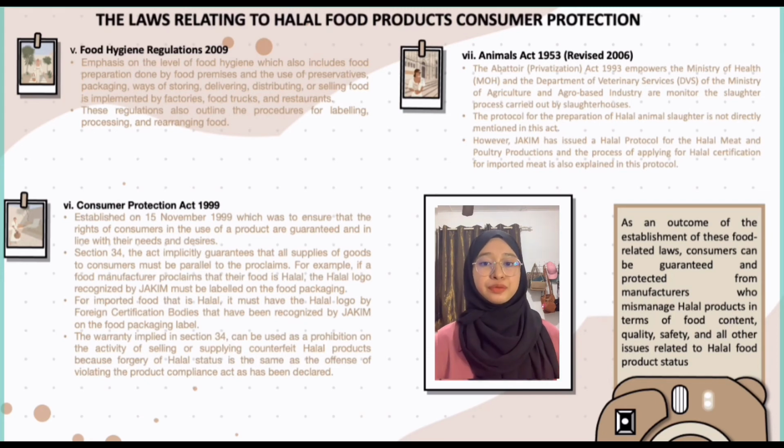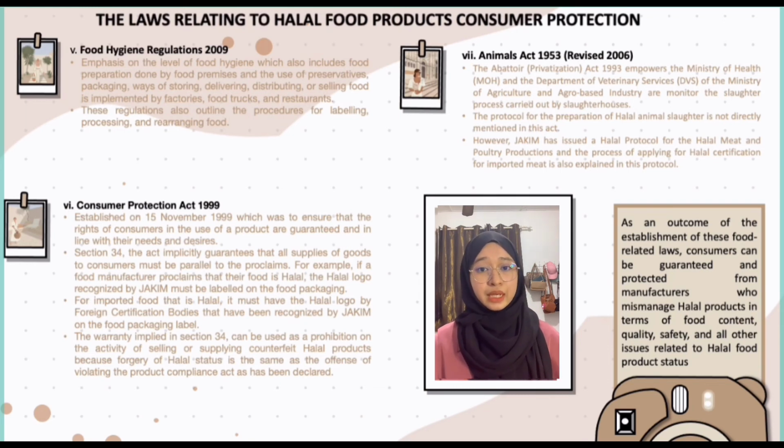Meanwhile, for imported food that is halal, it must have a halal logo by foreign certification bodies that have been recognized by JAKIM on the food packaging label. It is clear that the warranty implemented in Section 34 can be used as a prohibition on the activity of selling or supplying counterfeit halal products, because forgery of halal status is the same as the offense of violating the Consumer Protection Act as declared.